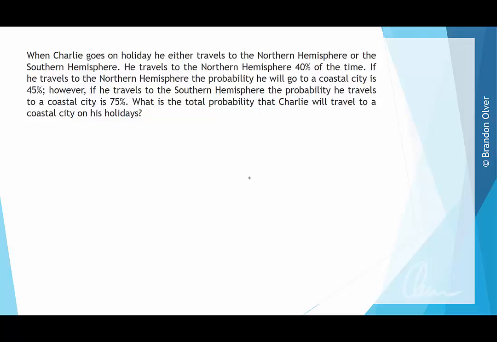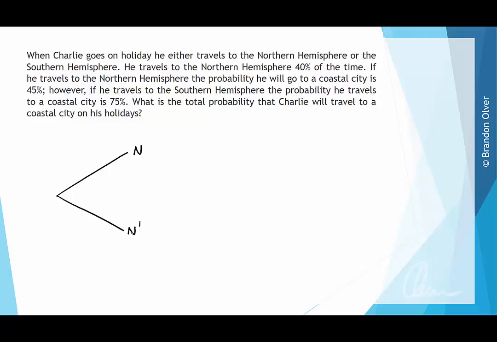And we are asked, what is the total probability that Charlie will travel to a coastal city on his holidays? So often this is best done by setting up a tree diagram, but you could go straight for the rule if you wanted to. So in this example, we use a tree diagram. So we can have Charlie either travels to the northern hemisphere or the complement, which would be the southern hemisphere.